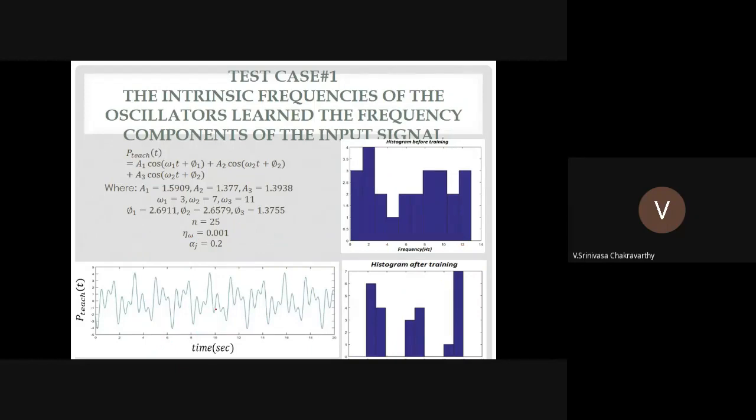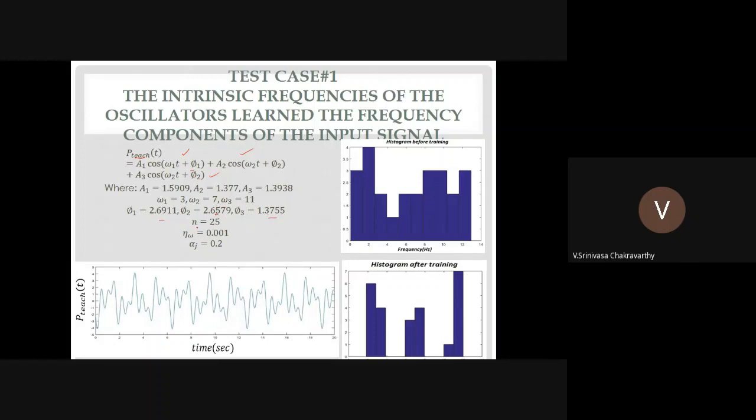So let us see what happens when we train in a network like this. We are taking a simple synthetic signal, P_t, which is made up of three terms: A1 cos, A2 cos, A3 cos, where A1, A2, A3 are given here, and omega 1 is 3, omega 2 is 7, omega 3 is 11. Note that they are not harmonics of some fundamental frequency; they are totally incommensurate, totally different frequencies. And the phase differences also have totally arbitrary values.